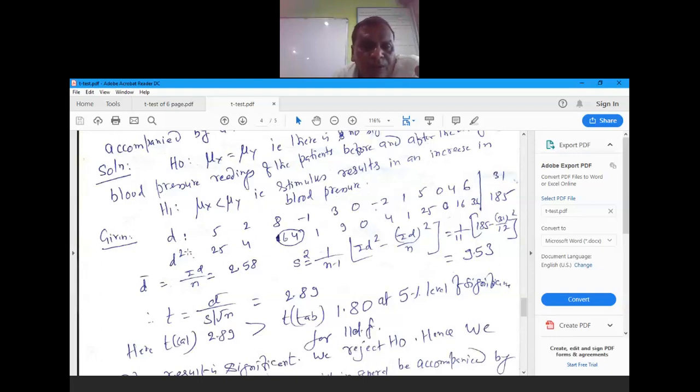And now we put the value of d bar, s and n in the formula t is equal to d bar divided by s upon root n, then this will produce 2.89. इसको बना लोगे ना जी?